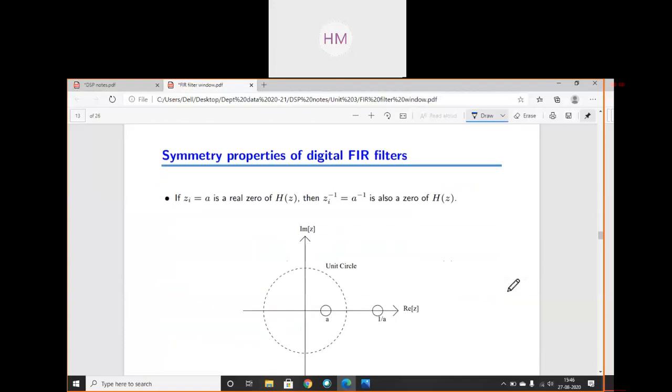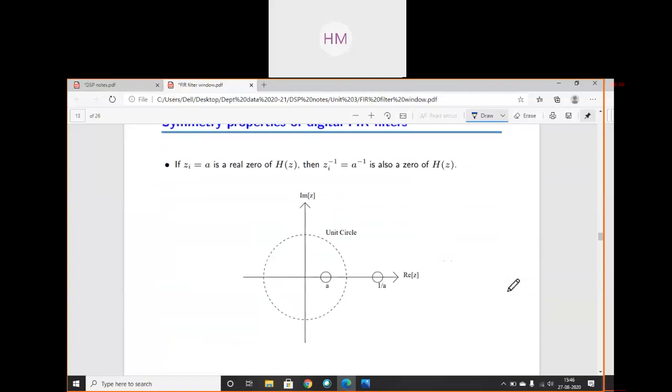Now symmetry properties of digital FIR filter. If Z equal to a is a real 0, this is my 0, then Z inverse, which is a inverse, is also a 0. If Z equal to a is a real 0, then the symmetricity property says that if you take its inverse, the inverse will also be a 0.